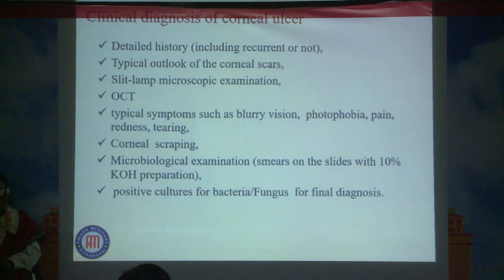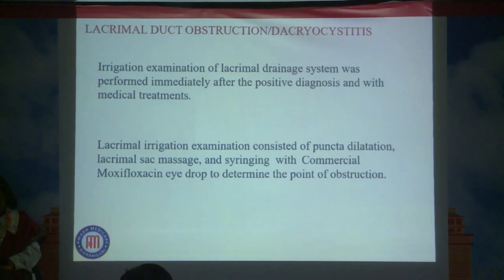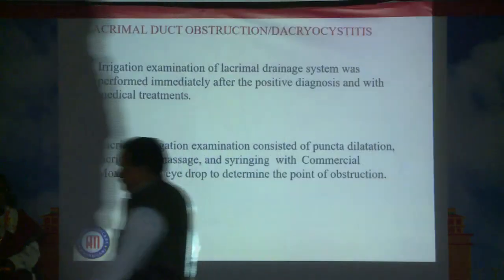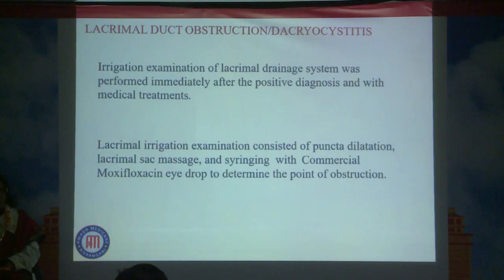Clinical diagnosis of corneal ulcer, as everybody knows, and I added OCT of the anterior segment. For lacrimal duct obstruction, irrigation examination of the lacrimal drainage system was performed immediately after the positive diagnosis with medical treatments. Lacrimal irrigation consisted of punctum dilatation, lacrimal sac massage, and syringing with commercially available moxifloxacin eye drops to determine the point of obstruction.